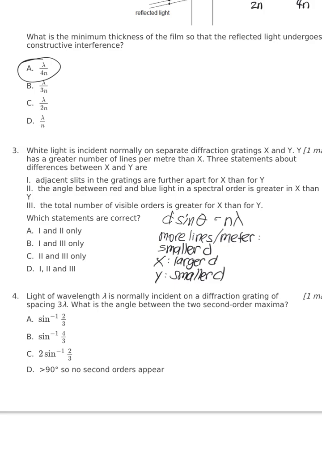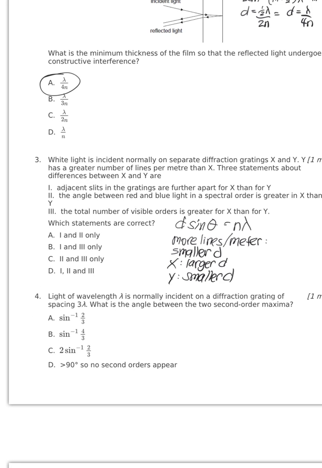So that right there means that statement 1, adjacent slits in the gratings are further apart for x than for y, is true. So we need to have 1 in the set. So it is not choice C. It has to be A, B, or D.